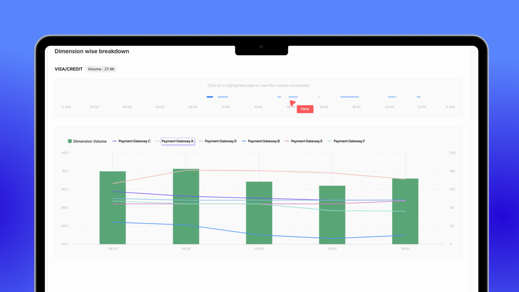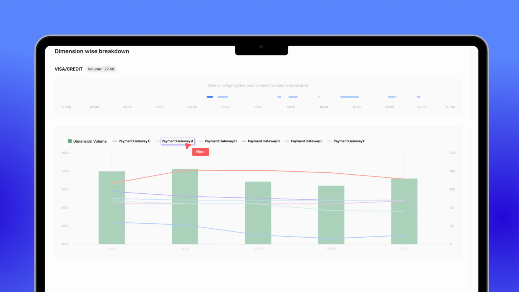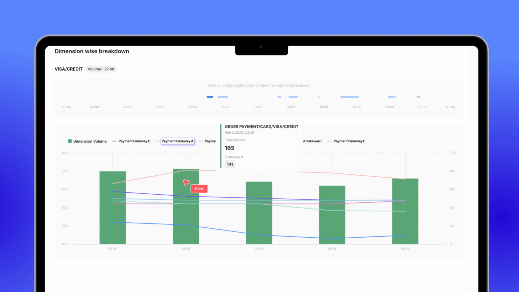For example, if you see this particular time period, say from 8:50 to 9:15, you can see that gateway A had the highest score amongst all possible gateways, due to which volumes were routed in favor of that gateway. For example, at 8:55, of the 165 transactions that are eligible at this particular dimension, 141 transactions were routed in favor of gateway A, and the remaining volume was split between the other remaining gateways for evaluation of their SR goodness.